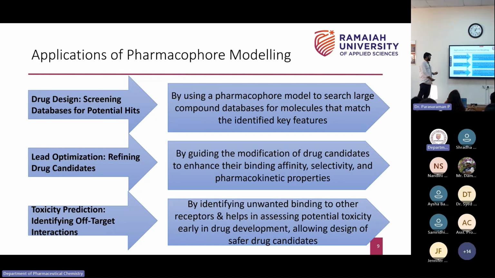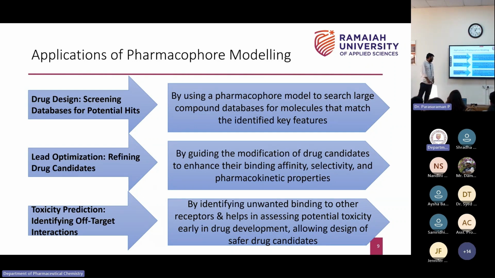Next, lead optimization. Here we guide the modification of the drug candidate to enhance its binding affinity, selectivity, and pharmacokinetics. At this stage, we minimize side effects and toxicity, and enhance or improve the pharmacophore features, which helps in binding to a specific target.